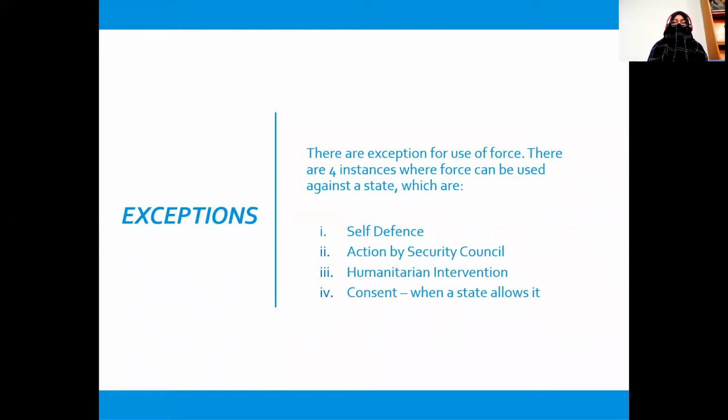Now, there are some exceptions in which states can actually use force. Let's look at those exceptions. The first and most important one is self-defense. When a state has to defend itself, it can use force. The second one is action by the Security Council. The third is humanitarian intervention. And the last one is consent, when the state itself allows it. We will look at each of these exceptions in detail in the following slides.